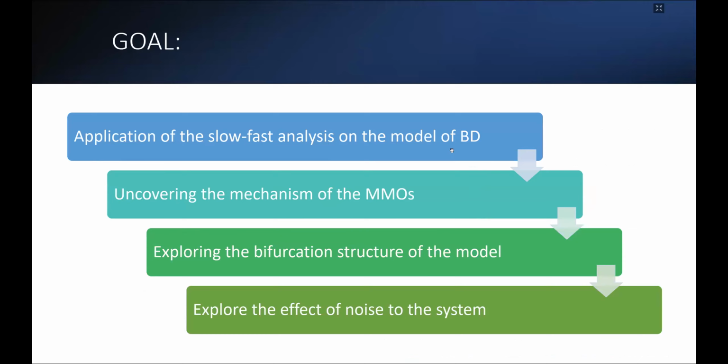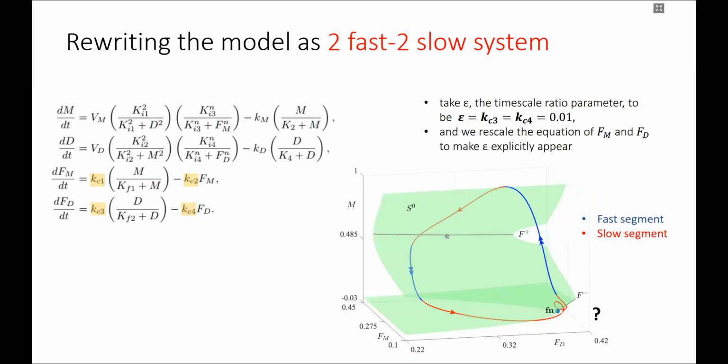So the purpose of this project was to apply the slow-fast analysis on this model of bipolar disorder to uncover the mechanism of creation of these MMOs, to explore how changes of the values of some parameters change the regime of the system, and also to explore the effects of adding noise to this system. Time series in general are a key output of these models, and they could sometimes be compared with experimental data.